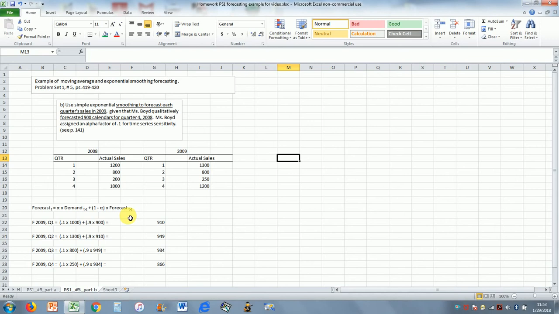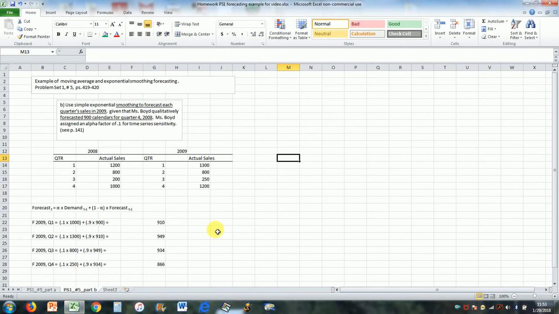So the question asks us to take a look at the entire forecasted sales for each quarter in 2009. Alright? So what we're going to try to do is use this formula to do just that. And you see I've already done it, but let's walk through the equations.